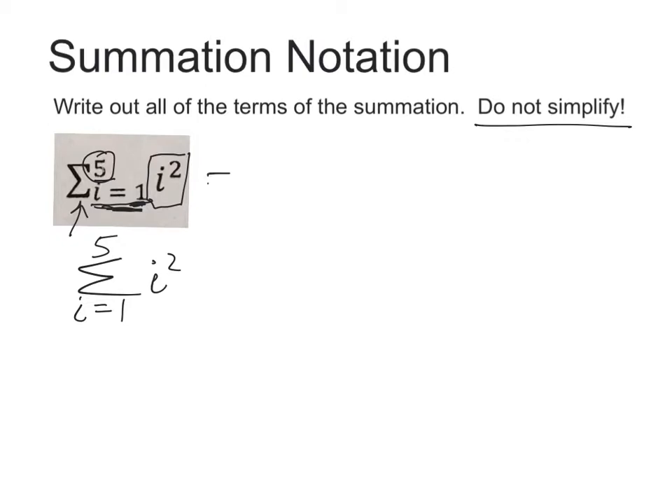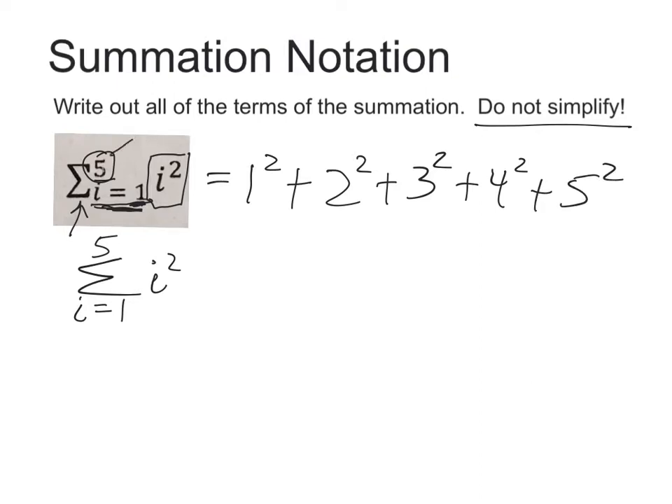So to write this out, we would say, well, if i is 1, we would have 1 squared. Then plus, we are summing these values. When i is 2, our expression would be 2 squared. When i is 3, when i is 4, and finally the last term when i is 5. We stop at 5 based on this notation. So that is simply how we work with summation notation or sigma notation.